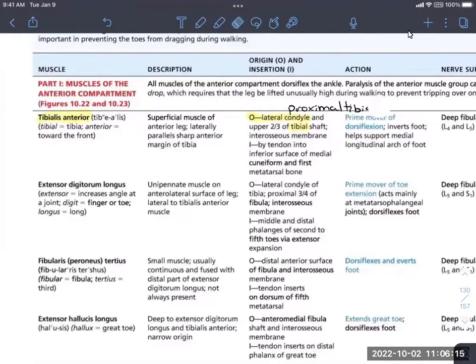Tibialis anterior is going to insert at the tarsal and metatarsal 1. Tibialis anterior dorsiflexes the foot.